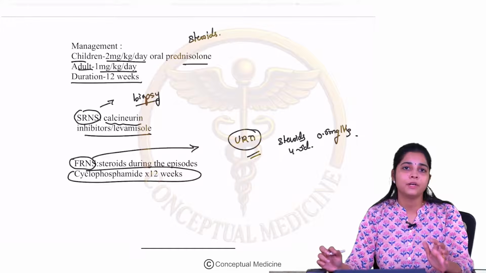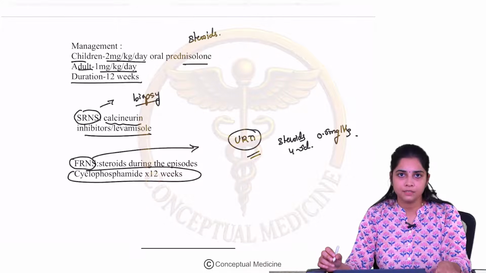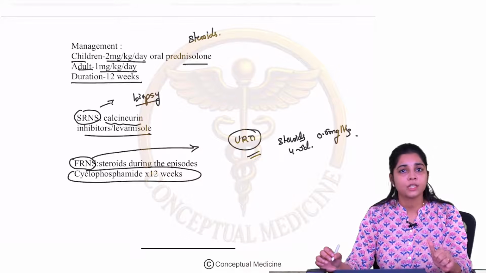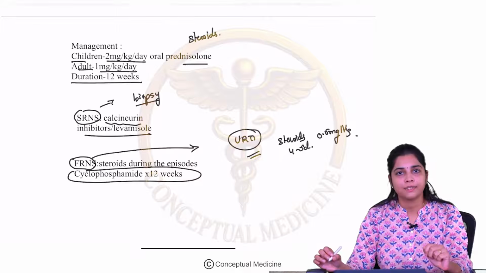So what are the key points we have learned till now? We have learned about minimal change. How does it present? How do you treat it in a child? How do you treat it in an adult? What are the indications for biopsy in minimal change? And we have understood the management as well.